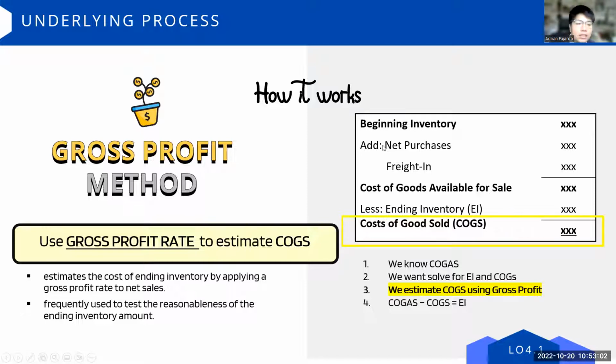So in summary, in the scenario, you know your cost of goods available for sale or your COGAS, pero hindi mo alam yung ending inventory mo on your COGS. So under gross profit method, we estimate the COGS using a gross profit rate. And then now that we know the COGS, it's just basically COGAS minus COGS equal to ending inventory. So for this, we usually use the gross profit method to test the reasonableness of the ending inventory amount.